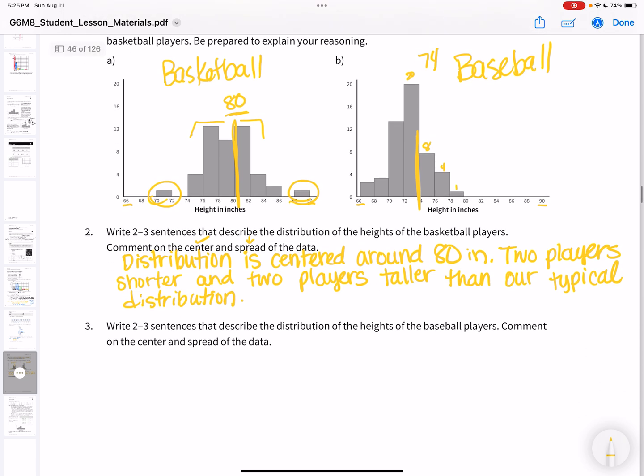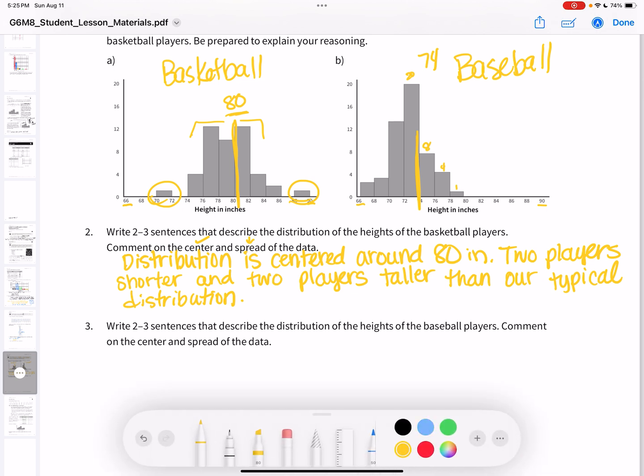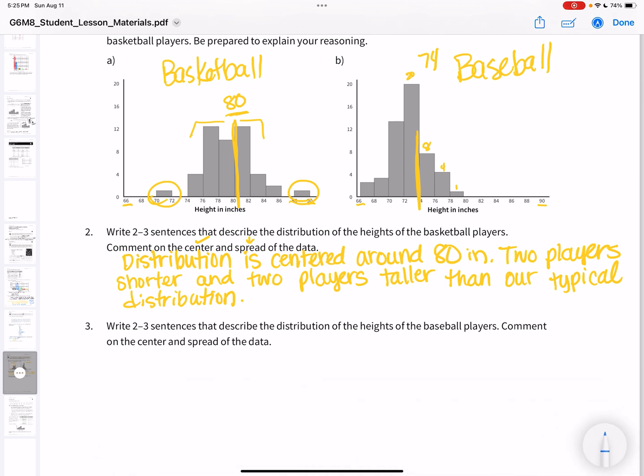All right, write 2 to 3 sentences that describe the distribution of the heights of the baseball players. Comment on the center and the spread. So now we're looking at histogram B. So the baseball players' data distribution is centered around, I said 74, right? So the distribution is centered around 74 inches.